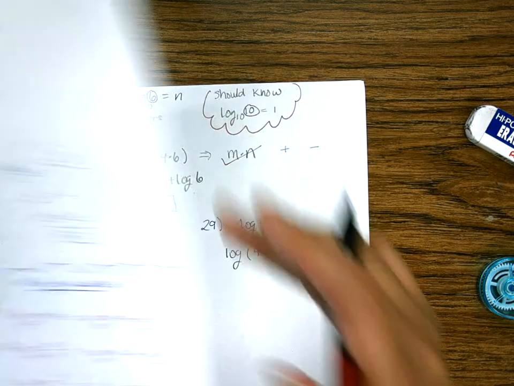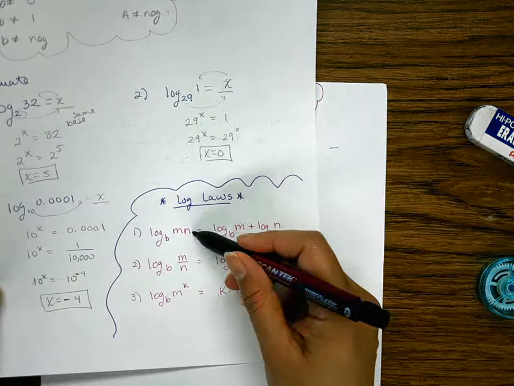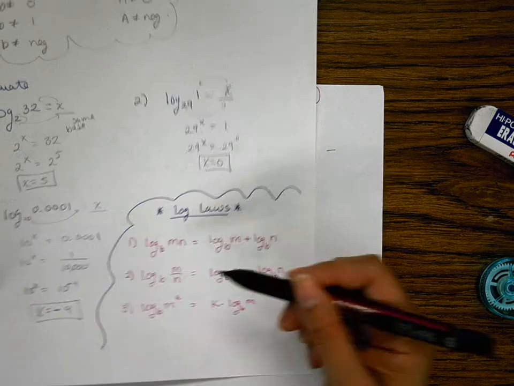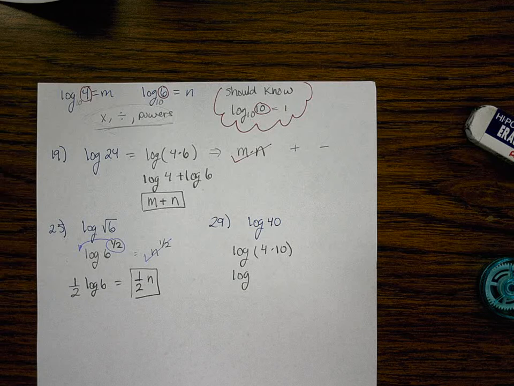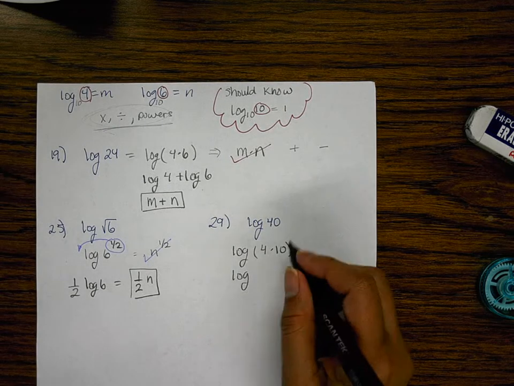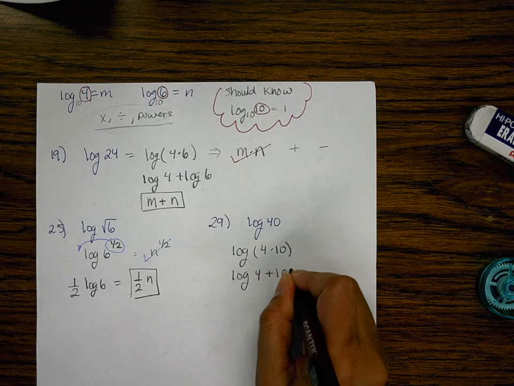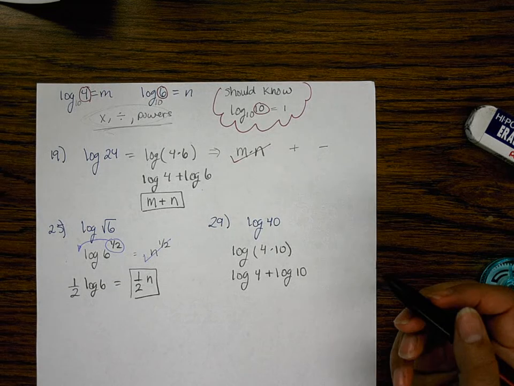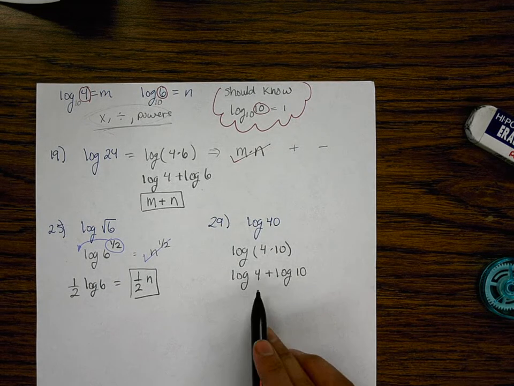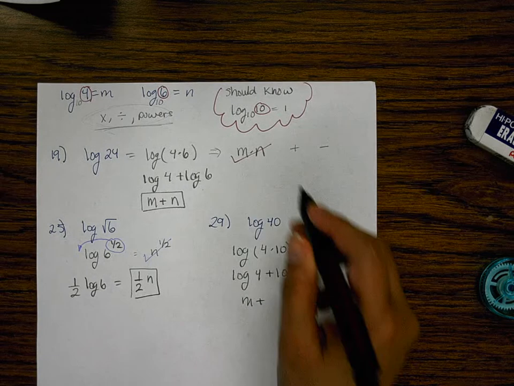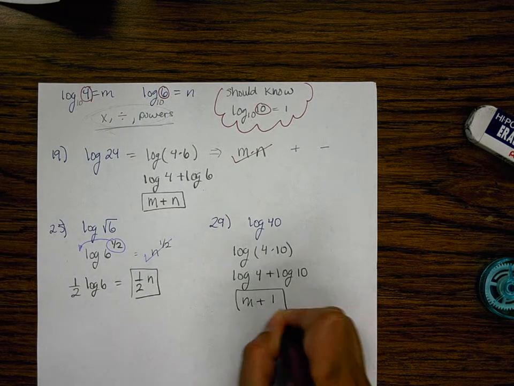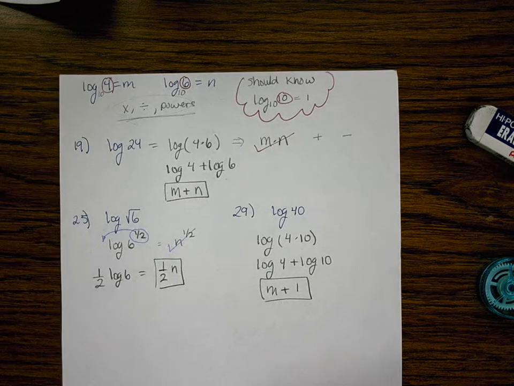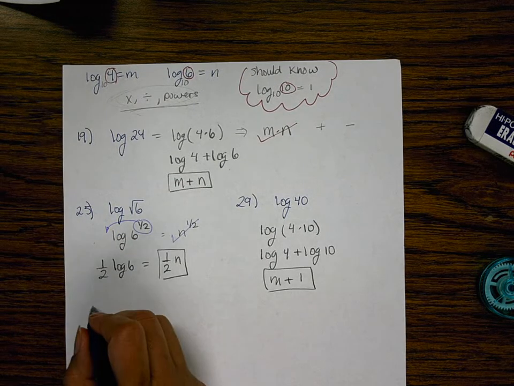Because that's what my log laws are: multiplication, division, and exponents. Okay, so I'm going to write it as log, break it up, don't forget that, always break it up. Log of 4 plus log of 10. If you do not use your log laws, you've done something wrong. Log of 4 is m, plus log of 10 is the same as log base 10 of 10, which is 1. m plus 1.